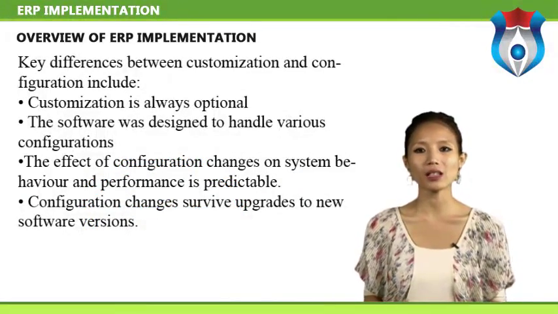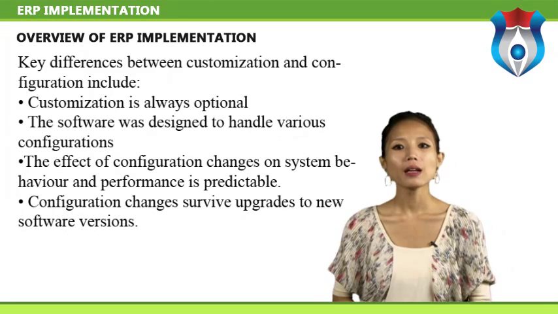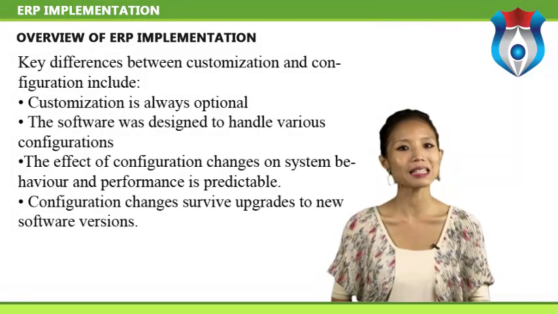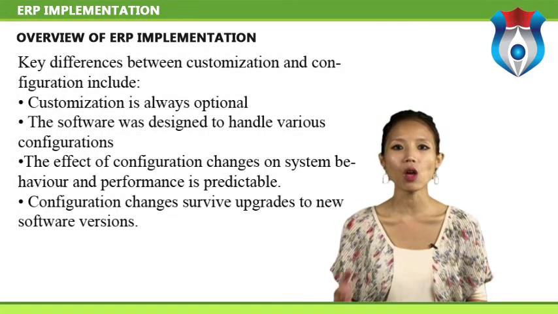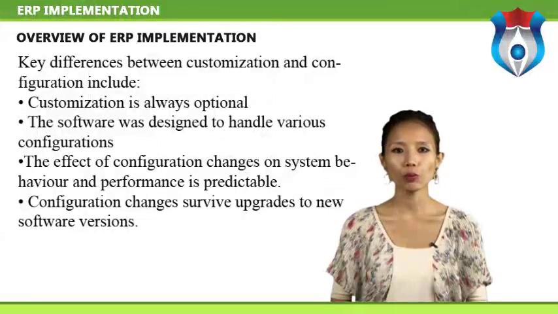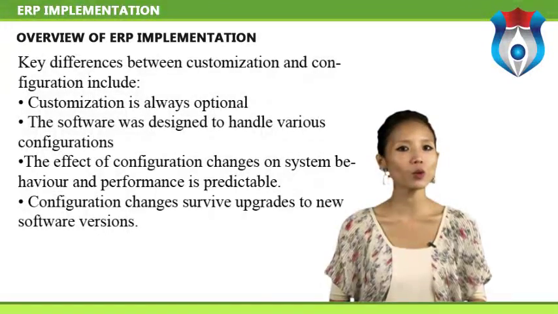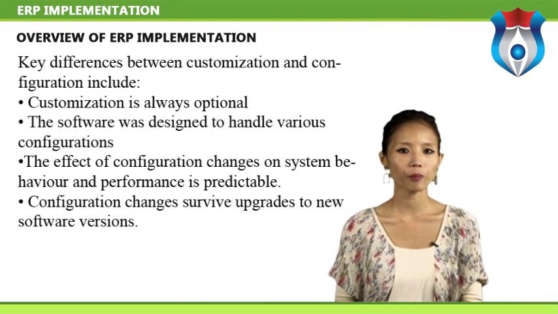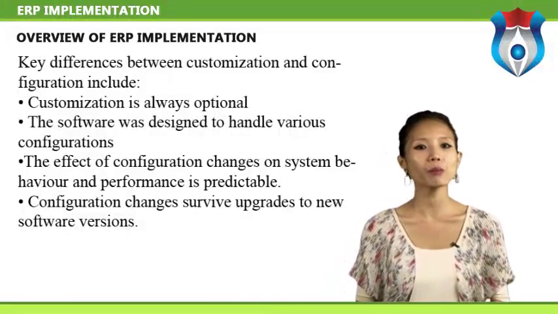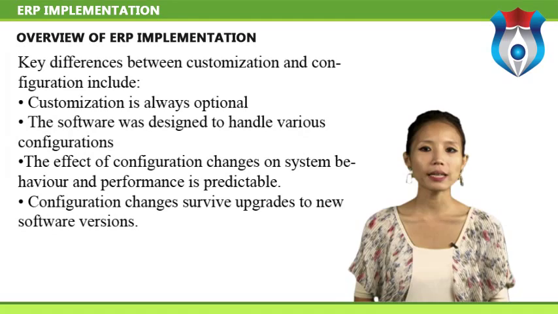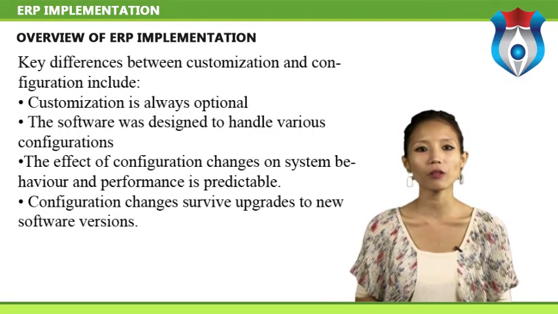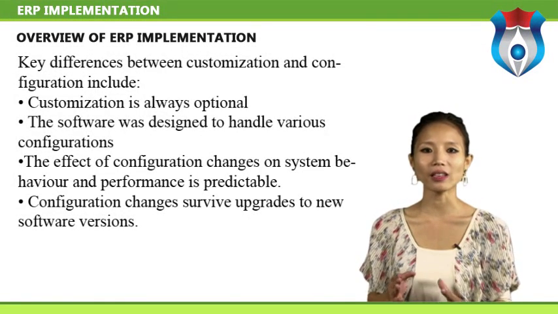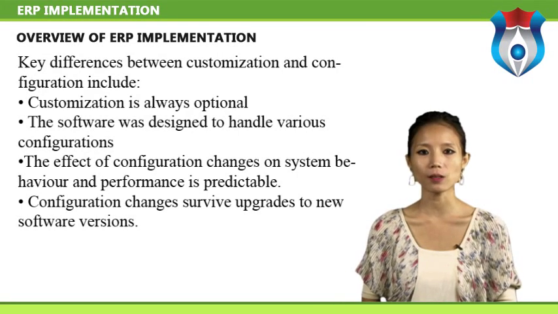Key differences between customization and configuration include: customization is always optional, whereas the software must always be configured before use. Example: setting up cost or profit center structures, organizational trees, purchase approval rules, etc. The software was designed to handle various configurations and behaves predictably in any allowed configuration. The effect of configuration changes on system behavior and performance is predictable, and is the responsibility of the ERP vendor. The effect of customization is less predictable, is the customer's responsibility, and increases testing activities.